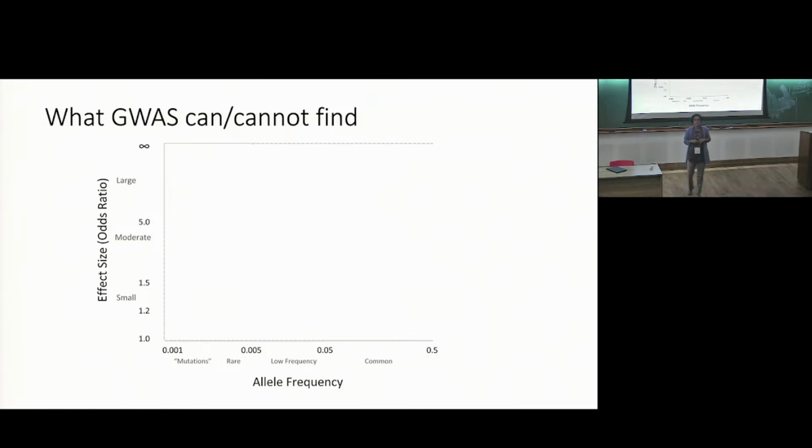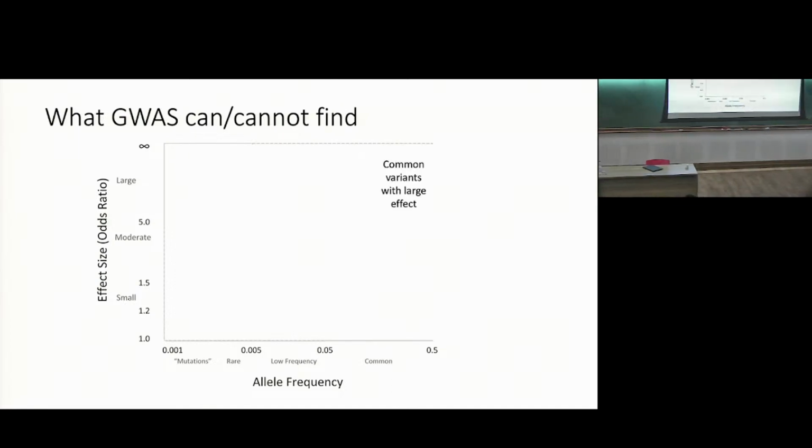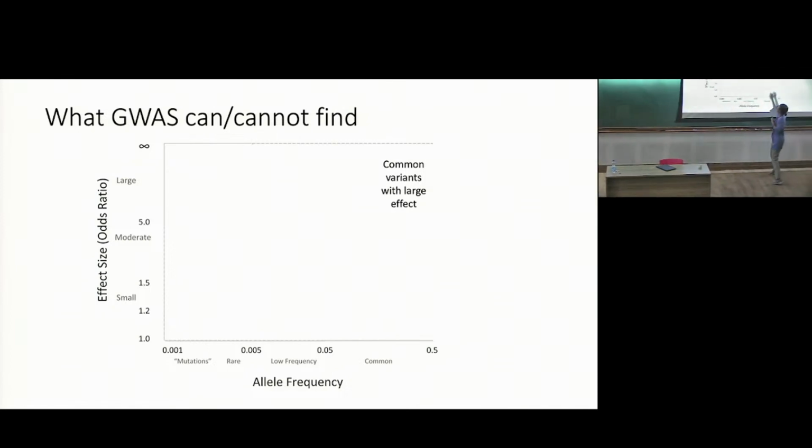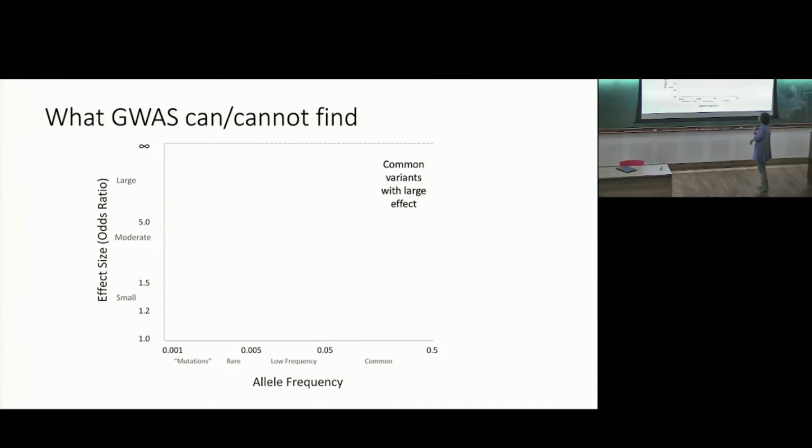If you have a large effect size, you are likely to be selected against. Exactly, right? So selection does not allow variants to be found in this quadrant. If you have variants with a large effect size, selection will push them to be rare. So selection will push them towards this quadrant to become rarer, right? So that's why it's next to impossible to find that class of variants, okay?